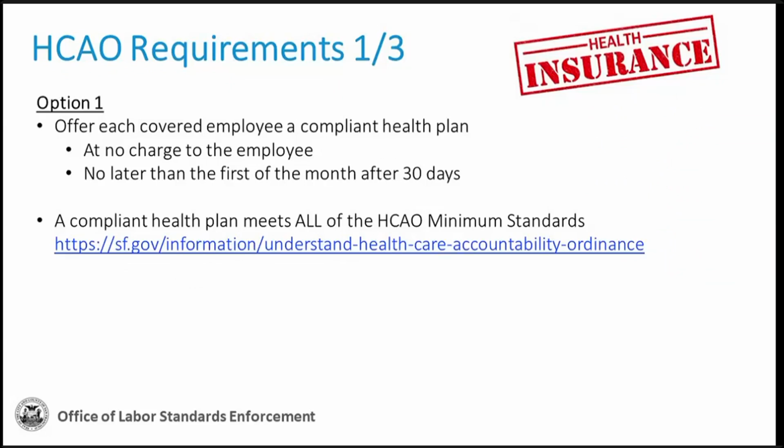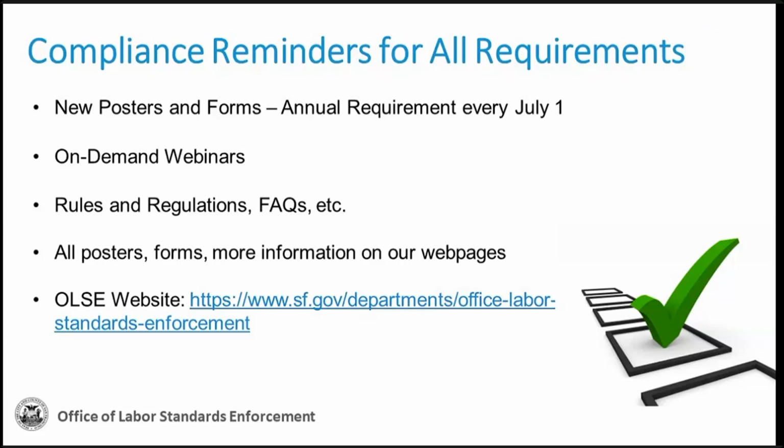Now, this is option 1. This is offering a covered employee a compliant health plan. And this health plan has to be at no charge to the employee. There's no deduction from the employee's paycheck. And in terms of eligibility, when does this start? When does an employer have to comply with the Healthcare Accountability Ordinance? It's no later than the first of the month after 30 days. Now, a compliant health plan must meet all of the HCAO minimum standards, and Max is going to really take us into those requirements very, very soon.